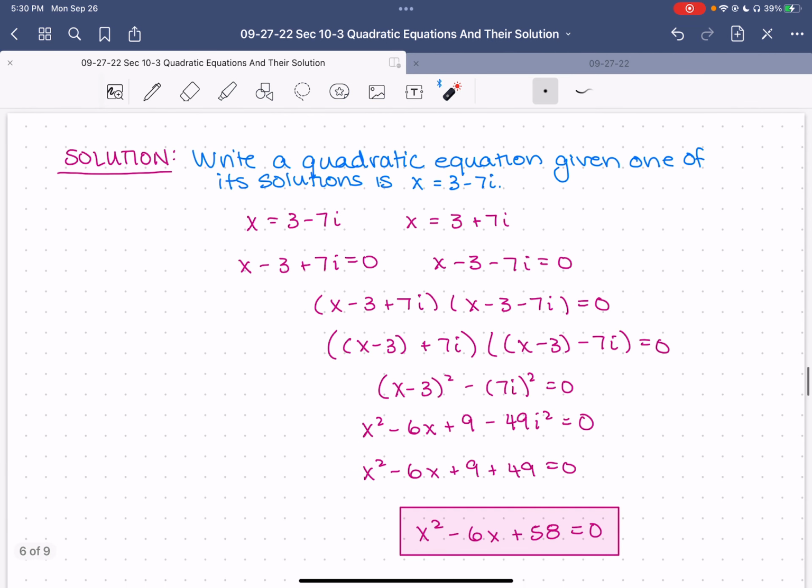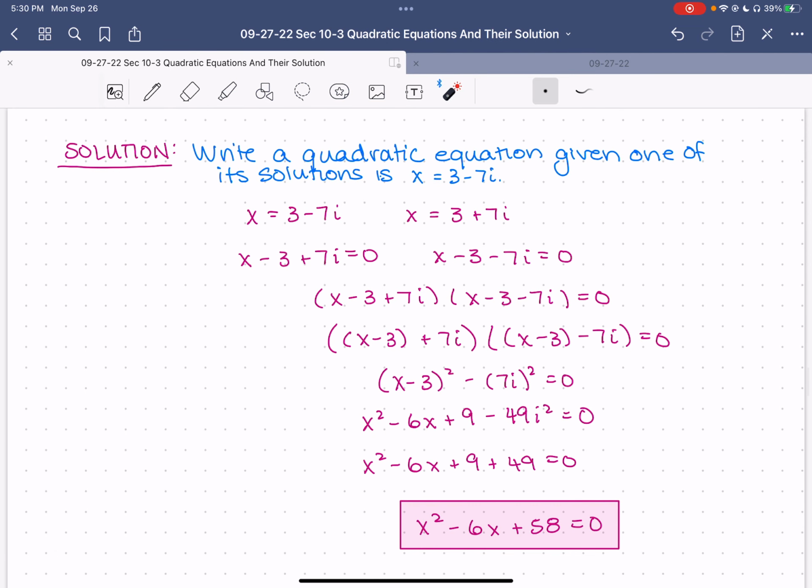All right, here's the solution right there. If 3 minus 7i is a solution, then 3 plus 7i, its conjugate pair, must also be a solution. So make these equations and then set them equal to 0, which tells you your two factors. Group the x minus 3's together. So here's your, oh my goodness, no, here's your a plus b and your a minus b. And then I just worked it out and got that.